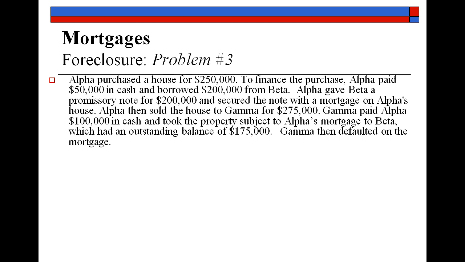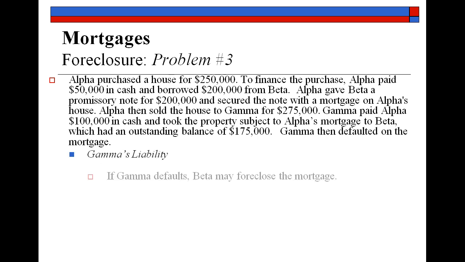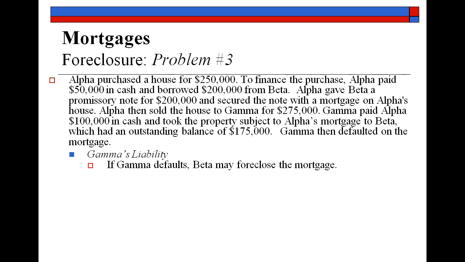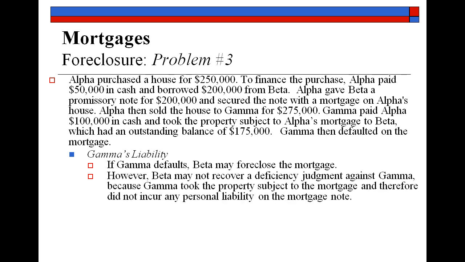We begin with Gamma's liability. If Gamma defaults on the mortgage, Beta may foreclose the mortgage. However, Beta may not recover a deficiency judgment against Gamma because Gamma took the property subject to the mortgage, which means that Gamma did not take on any personal liability on the note.